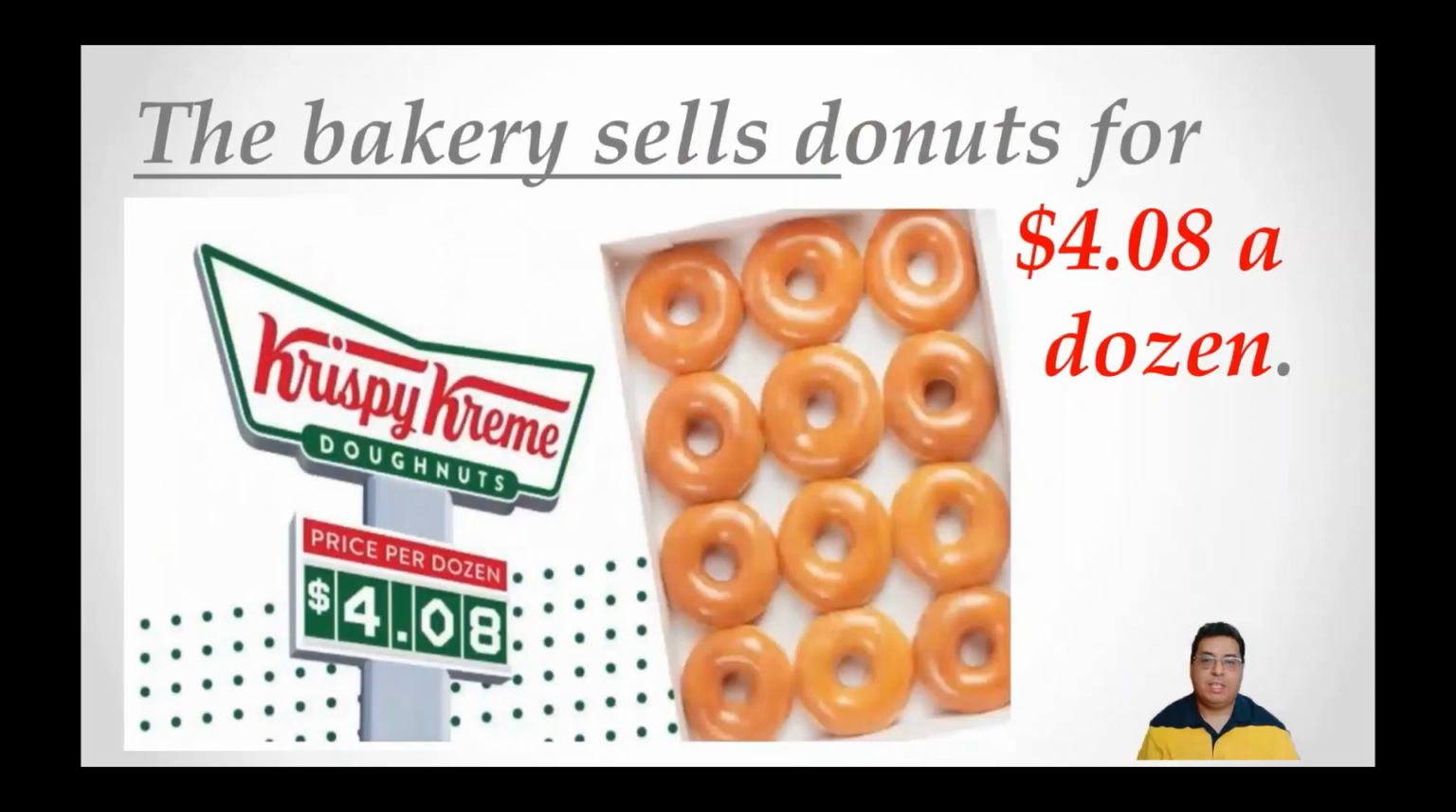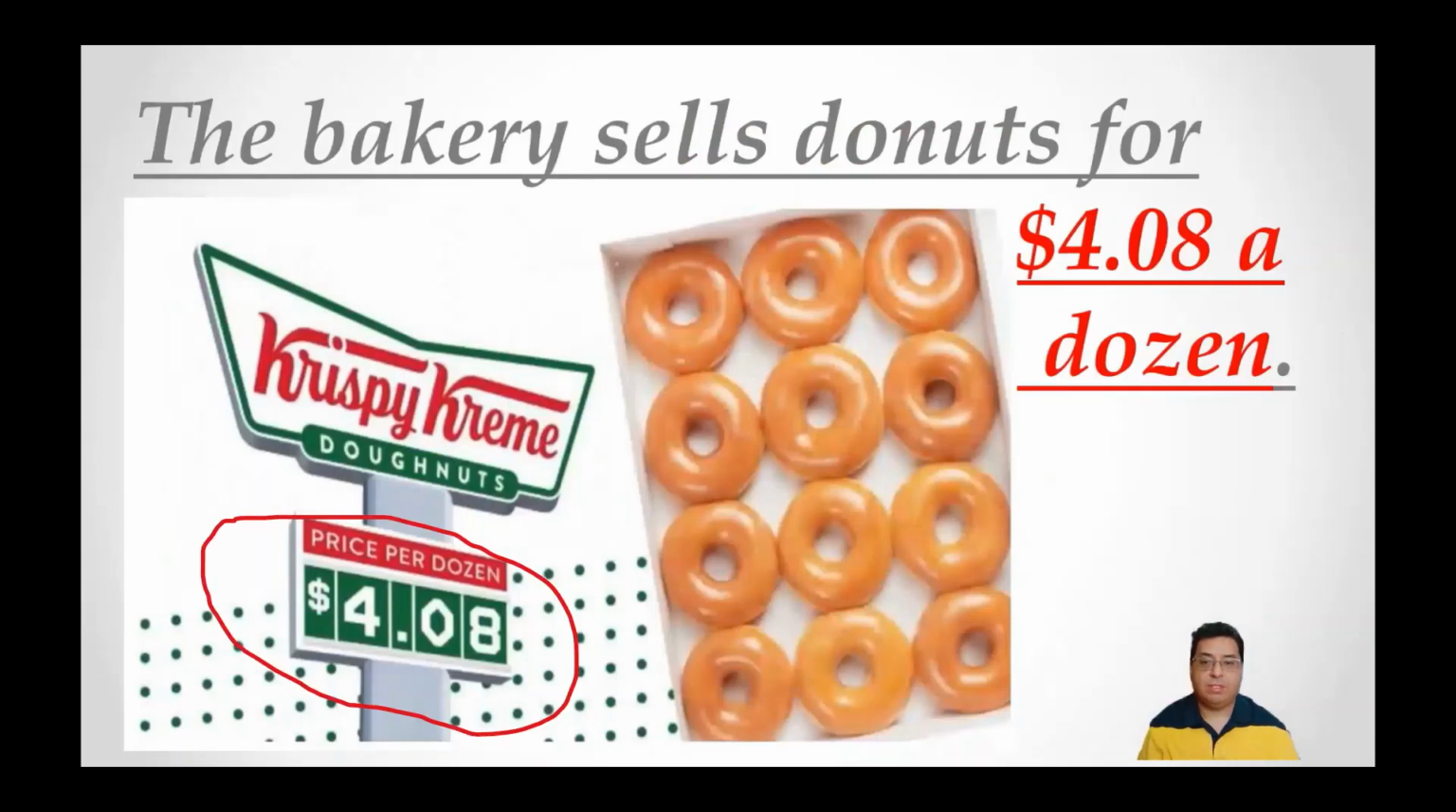The bakery sells donuts for $4.08 a dozen. So you can also use money to help sell the dozen. For example, here you've got 12 donuts that sell for $4.08 all together.